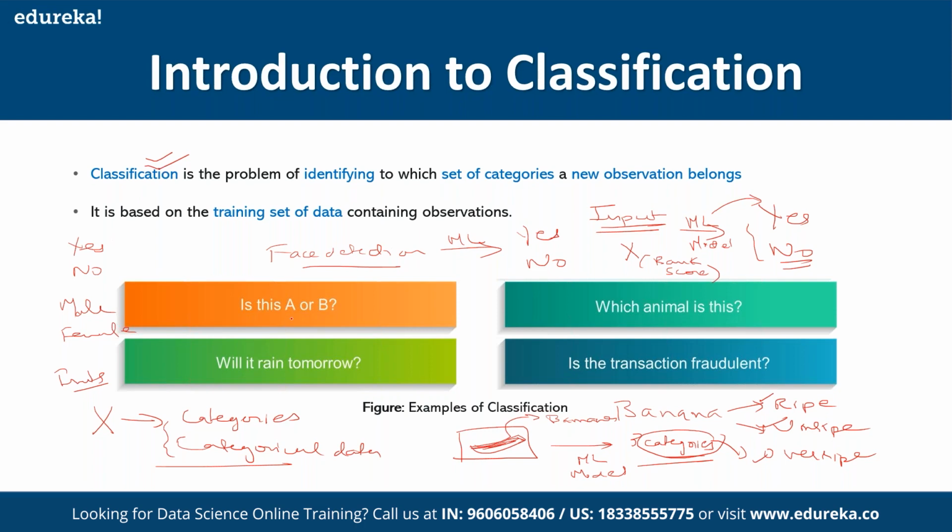Like, is this A or B? Will it rain tomorrow? The answer will be yes or no. Which animal is this? We will have to define the number of animals. So it may be a tiger, lion, or a cat, or a dog, right? Four categories we have defined. Is the transaction fraudulent? Yes or no, right? Such kind of problems are known as classification problems in machine learning.